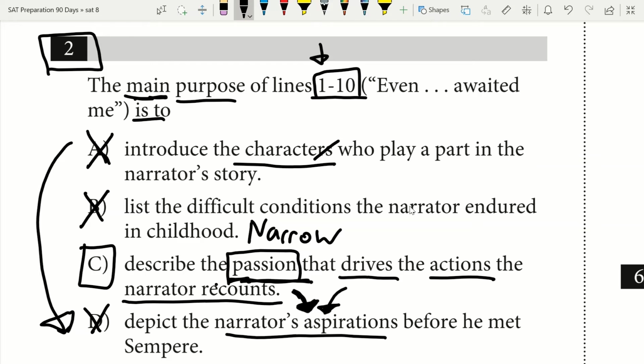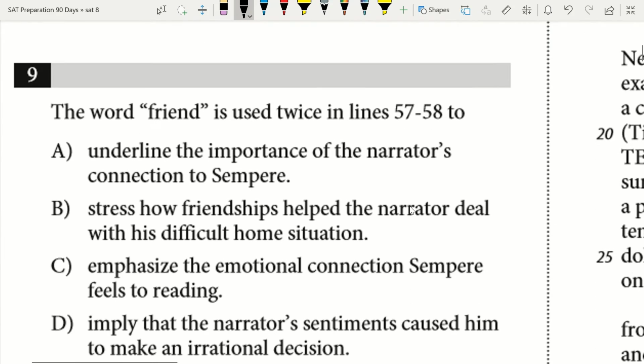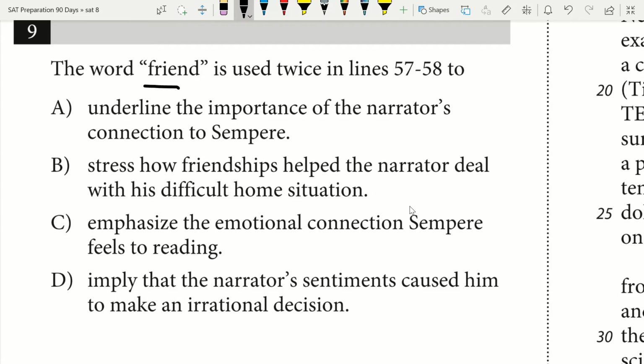Now let's take a look at question number 9. Number 9 is similar, it's also a purpose question, but it's a little bit different in the type of purpose question that it is. So let's take a look at question 9. We have the word friend is used twice in lines 57 to 58 to do what? Now in this case, it's a little bit less of a big picture question, okay?